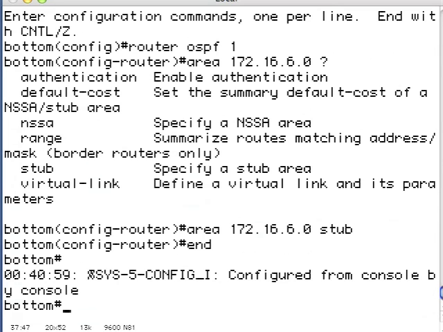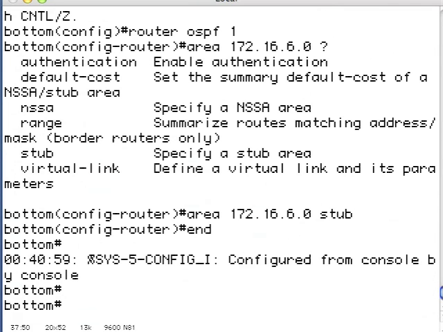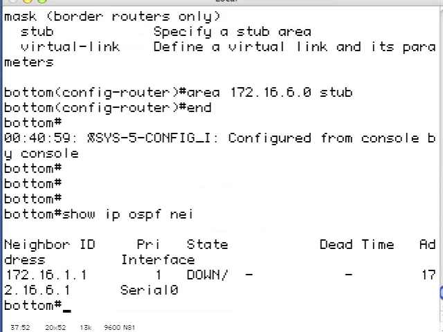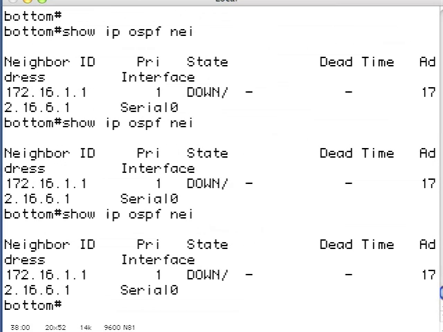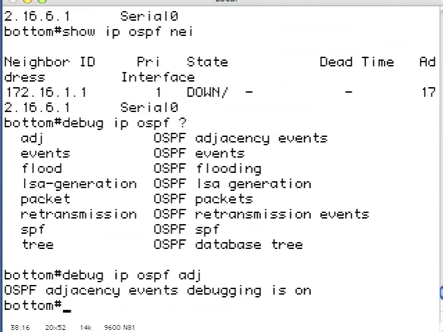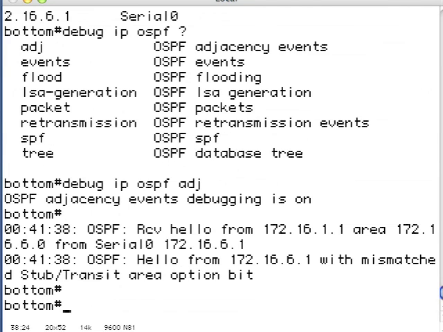Let's see if any log messages pop out. Ooh, I got a problem. My OSPF neighbor is down. So I see a neighbor, but the state is down. And why is that? Well, let's do a debug and try to find out. Debug ip ospf adjacency. And we'll stand by for a few seconds. And there we got a useful message.